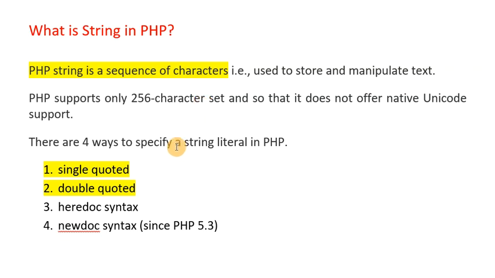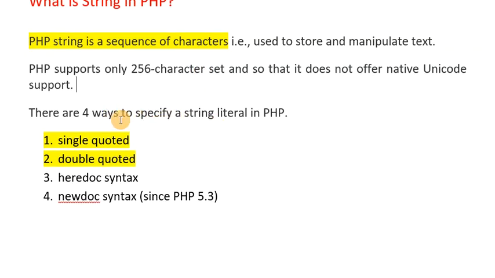There are basically four types of string representation in PHP. The first one is single quoted, the second is double quoted, the third is heredoc syntax, and the fourth is nowdoc syntax. Among these four, we basically use the first and second only. I have highlighted those here, single quoted and double quoted, because these two are popular, and the third and fourth are not that popular. So we will see all the examples in the context of single quote and double quote only. Now let's see in practice how we use strings in PHP.